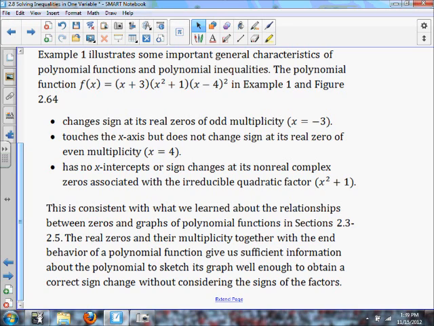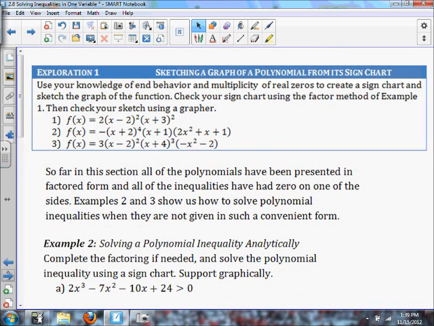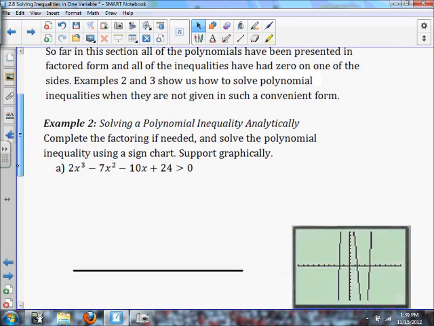Now the real zeros and their multiplicity, together with the end behavior of a polynomial function, give us sufficient information about the polynomial to sketch its graph well enough to obtain a correct sign change without considering the signs of the factors. So when we move on to example 2.